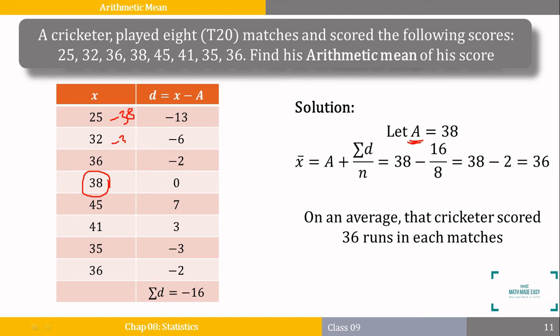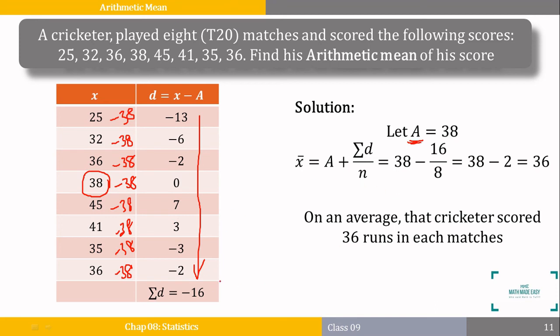32 minus 38 is minus 6. 36 minus 38 equals minus 2. 38 minus 38, of course, the same value gives you 0. 45 minus 38 gives you 7. 41 minus 38 gives you 3. 35 minus 38 gives you minus 3. 36 minus 38 gives you minus 2. So now I sum all these deviations, right? I get minus 16 and I apply this in the formula.